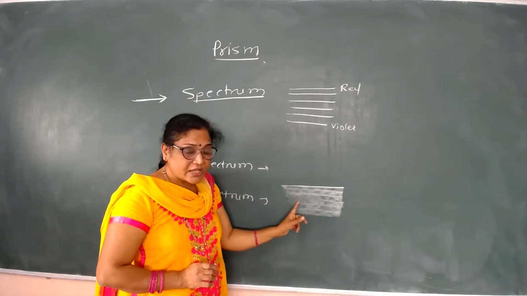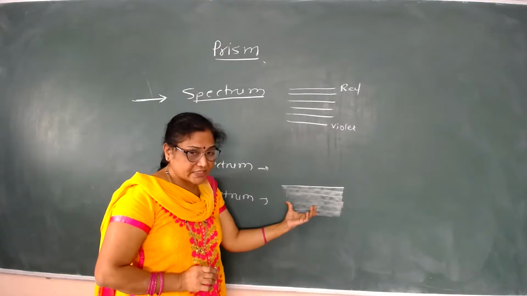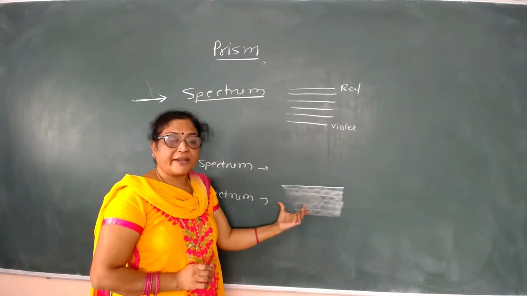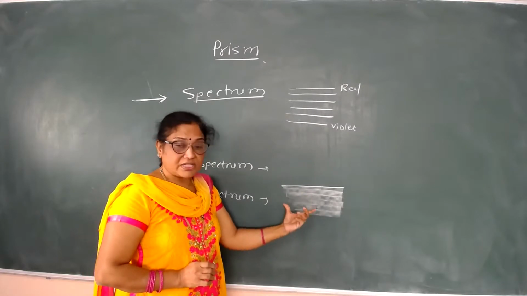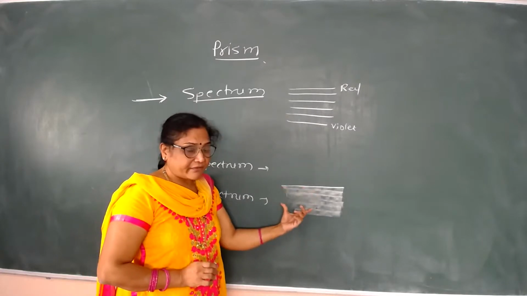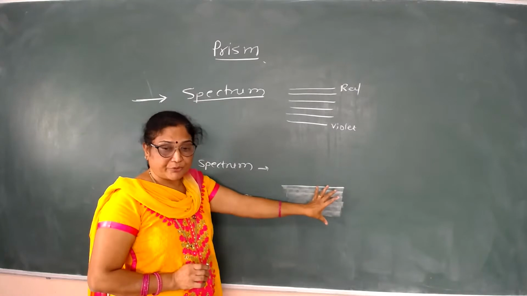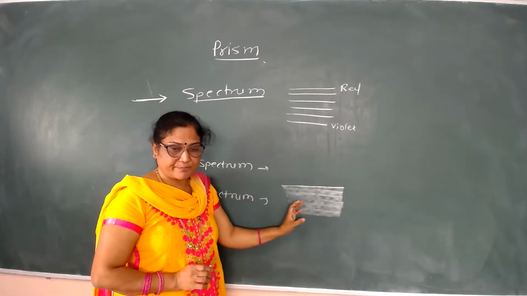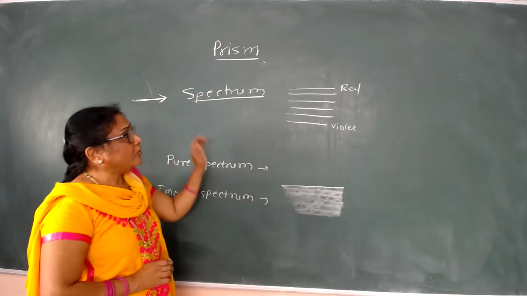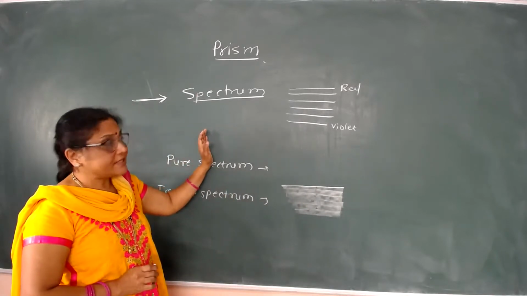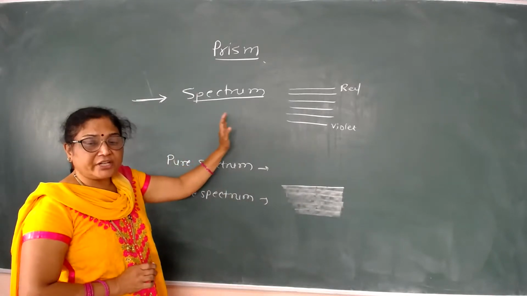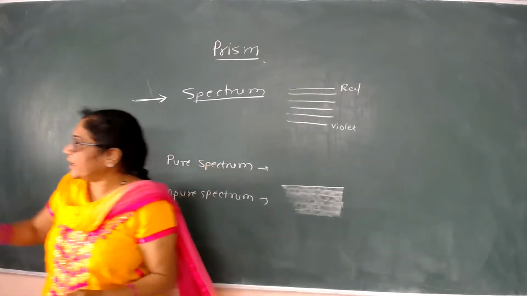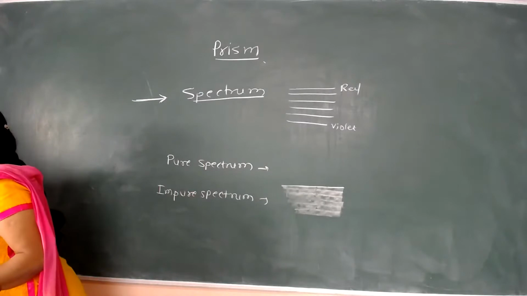An example of this is the rainbow. When we observe the rainbow in the sky after the rain, we get the spectrum, and in it the colors overlap each other. So that is the example for the impure spectrum. Then here, how dispersion takes place due to the prism, how refraction takes place due to the prism. Then we study the refraction through the prism.